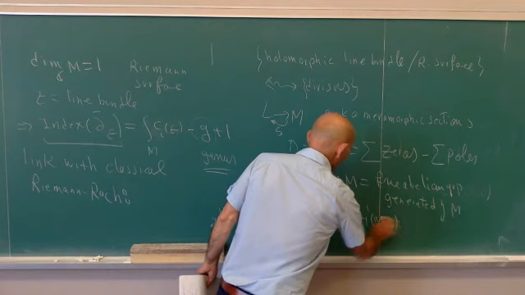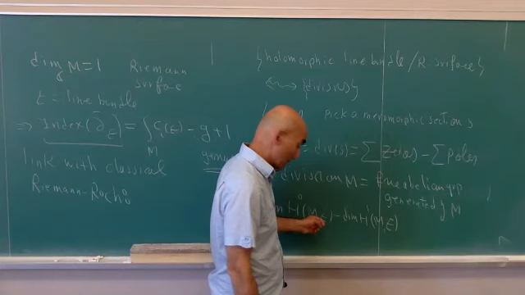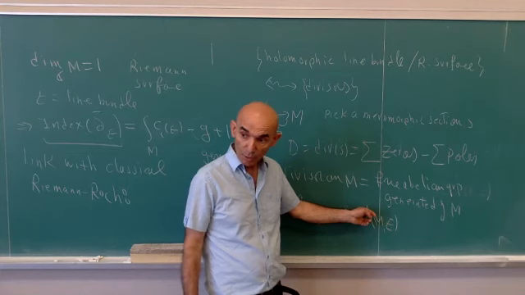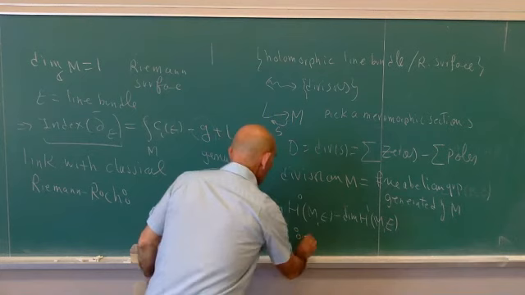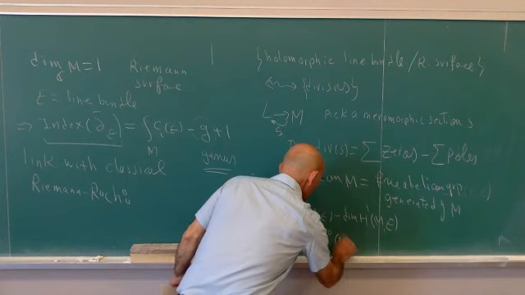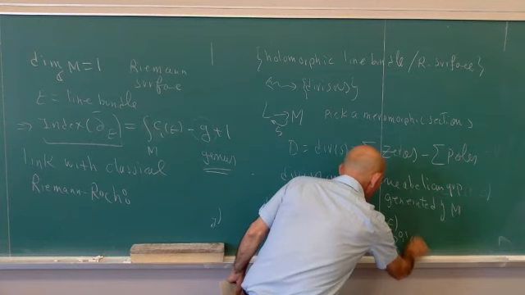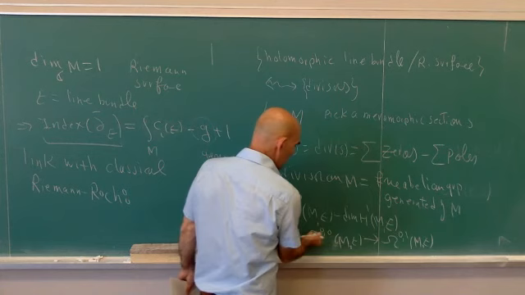I mean, this is the dimension of the kernel minus the dimension of the co-kernel. And this is exactly the co-kernel of this operator. You see, this del bar E goes from Omega^{0,0}(M, E), I mean M and E, to Omega^{0,1}(M, E). And if you look at the definition of index, that's exactly this thing.